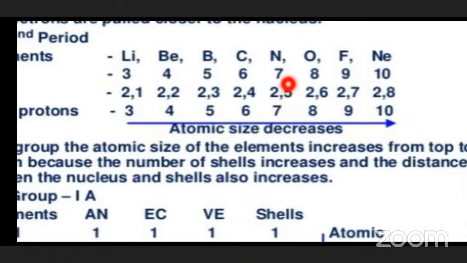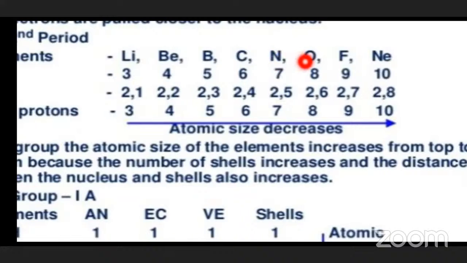S will have 2 electrons, P will have 3 electrons. But here, S has 2 electrons in the second shell and P has 4 electrons in the second shell. It means what? It has a half-filled configuration in the second shell. Because of that reason, the nucleus's positive charge is going to attract this shell more towards the nitrogen nucleus.